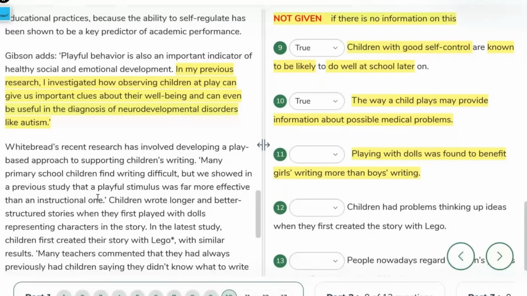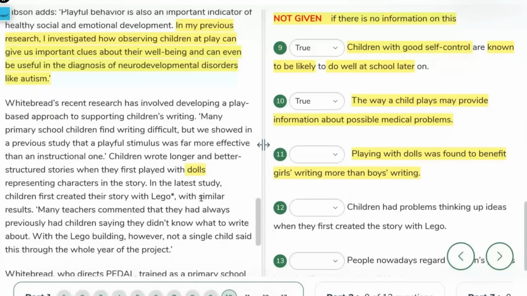Doll, doll, doll. Lego is here. Now we are not interested in Lego. Yes, doll is here. Now what we have to find, it's a comparative statement. Playing with dolls benefits girls' writing more than boys' writing. So we come from here. Children wrote longer. Okay, we start from here.